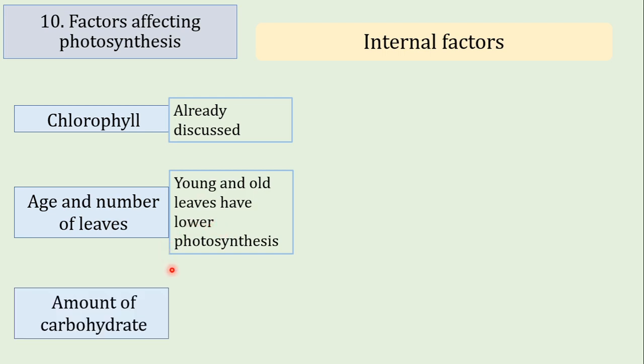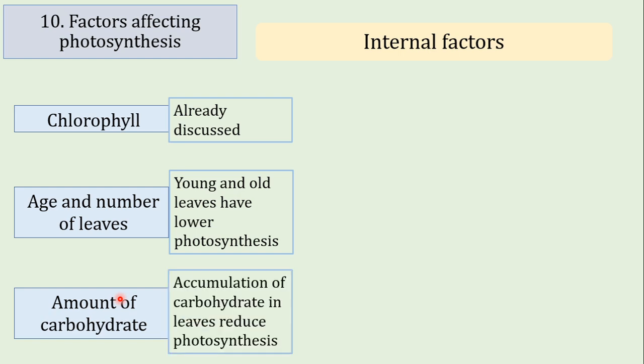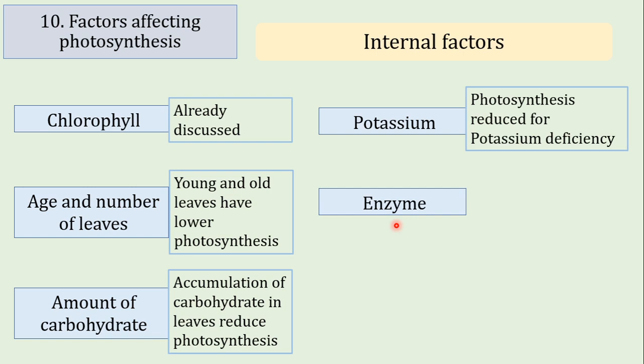What is the effect of the amount of carbohydrate? Carbohydrate is a product of photosynthesis. So if there is a high amount of accumulation of carbohydrate in the cell, this will result in a decreased rate of photosynthesis. Potassium is an important macronutrient, so it has great importance for photosynthesis, and different enzymes are necessary to perform the photosynthesis process.